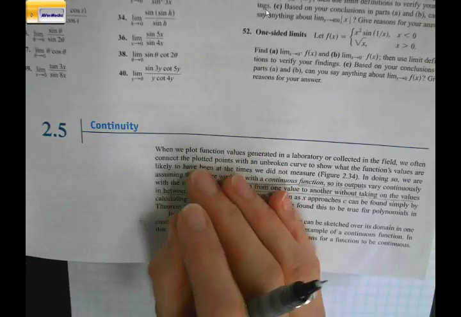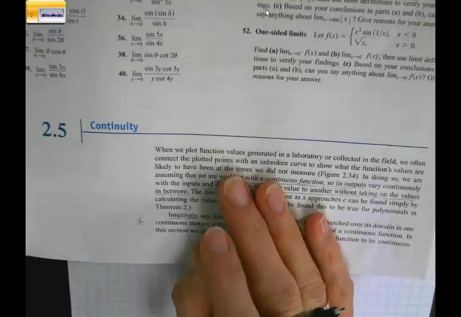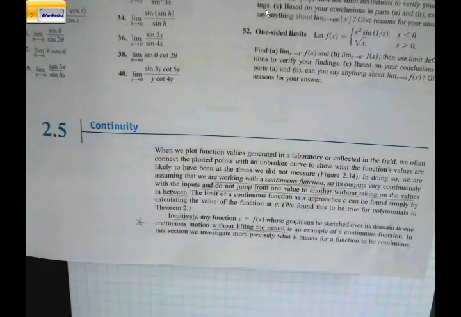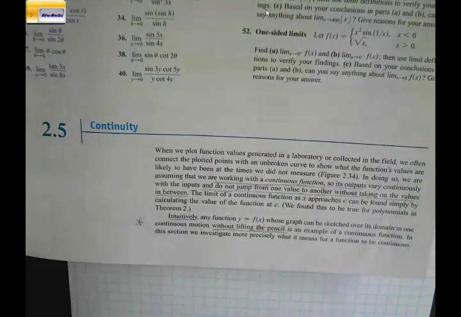At the bottom of this page, it says we plot functions in laboratories and data collected from fields, and we plot these points, and then we draw a line through them, making an unbroken curve to show what the function's values have been at times and what they'll be in the future. So scientists will collect data, plot points on a piece of graph paper, and then strike a line between them.